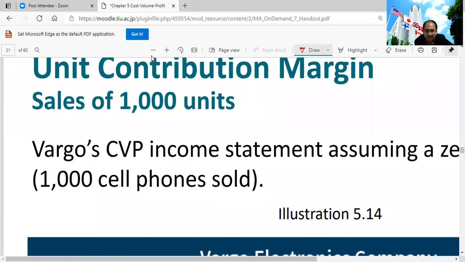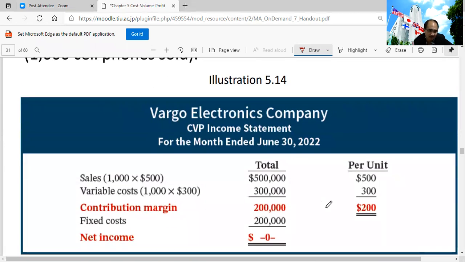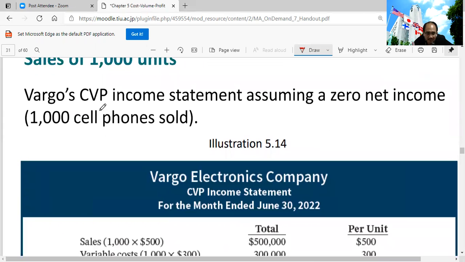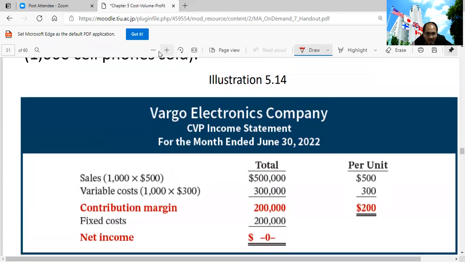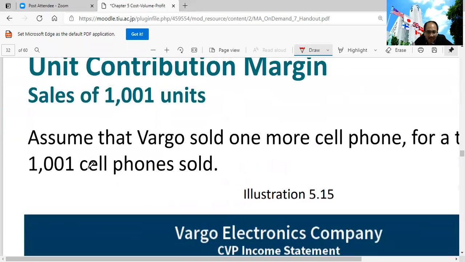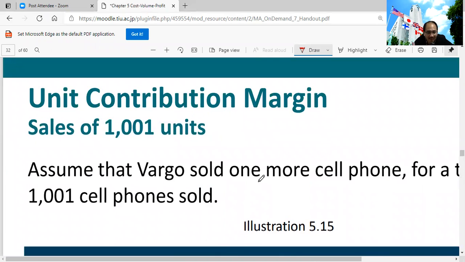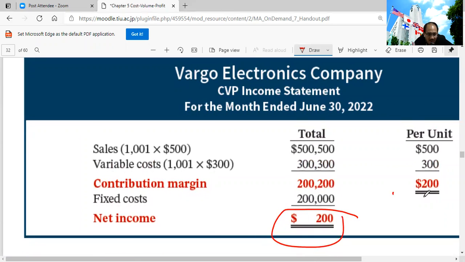So in the case of sales of 1,000 units, the CVP statement will show zero net income, because the contribution margin is 200 per unit. If sales are only 1,000, 200 multiplied by 1,000 is 200,000, so the contribution margin will be sufficient only to cover fixed costs. So the net income will be zero, you can see. And then if Fargo can sell one more, say 1,001, Fargo will start earning profit, as much as the contribution margin, $200.